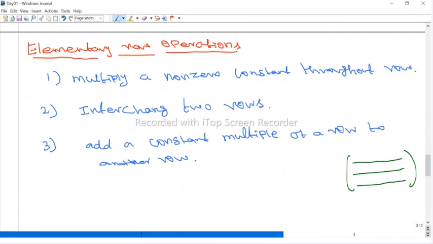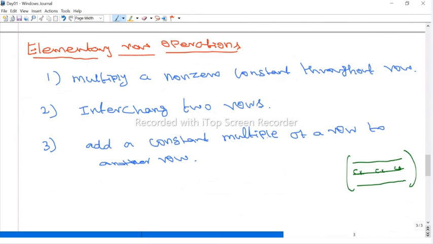So multiplying a constant throughout the row means, suppose I am fixing the second row, I am multiplying by C. Therefore, each term we have to multiply by C. So throughout the row, we have to multiply a non-zero constant. Okay, that is one operation.